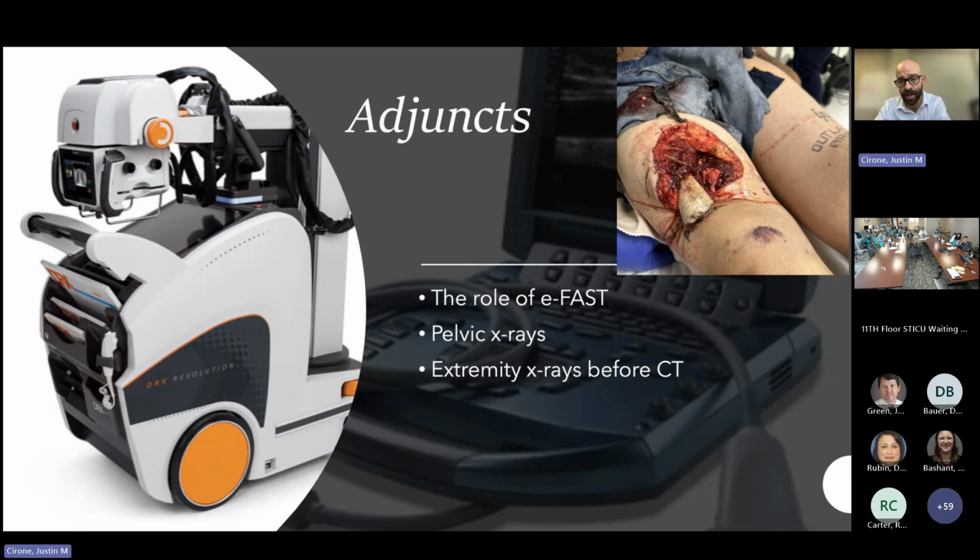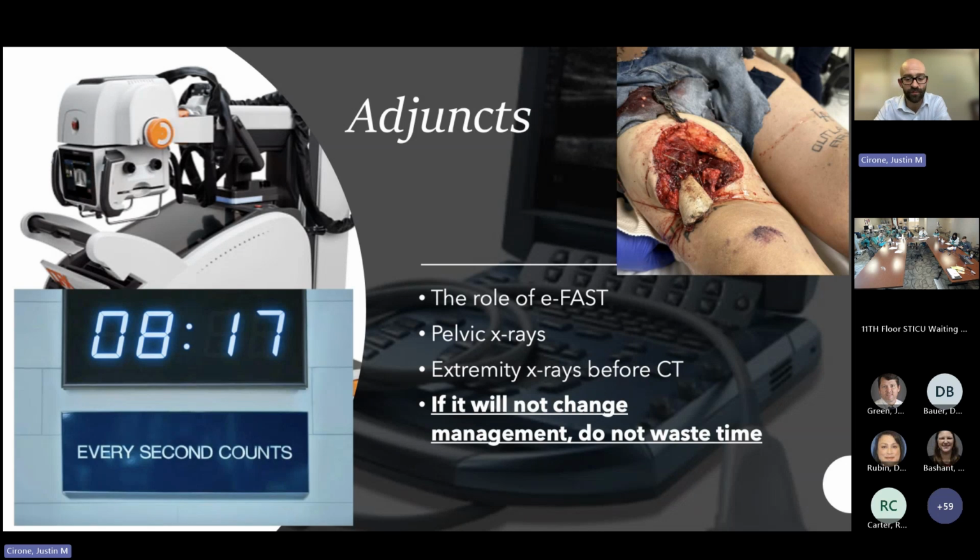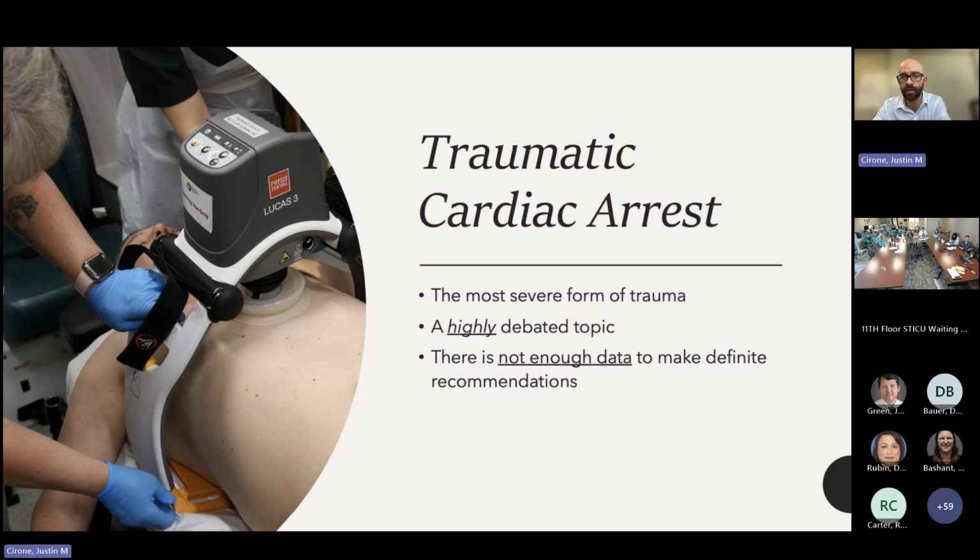We can call ortho now. And you're going to need formal x-rays when you get back anyway. All you're doing is wasting precious seconds getting into the scanner to identify life-threatening injuries. If it will not change management, do not waste time. Every second in trauma counts.